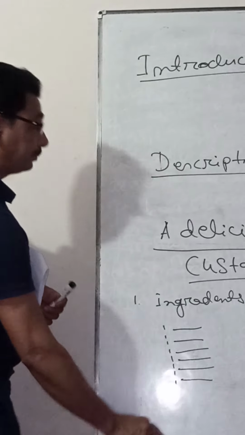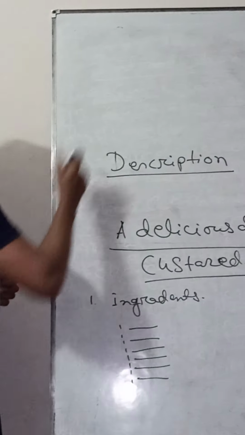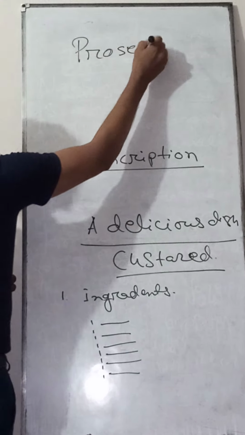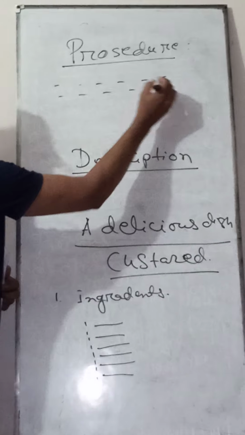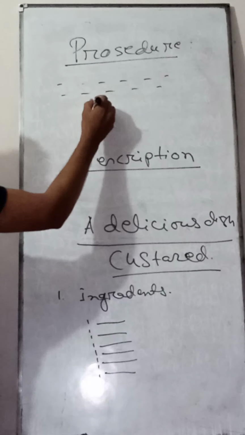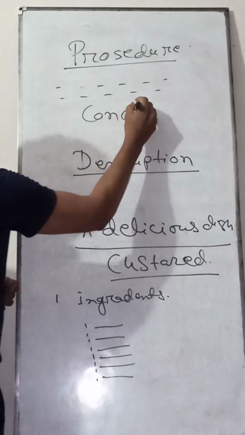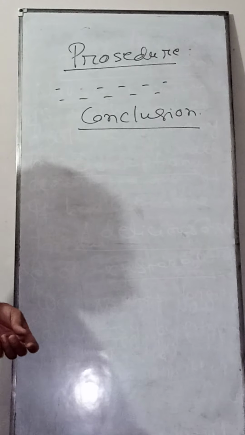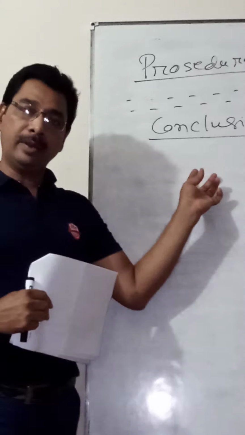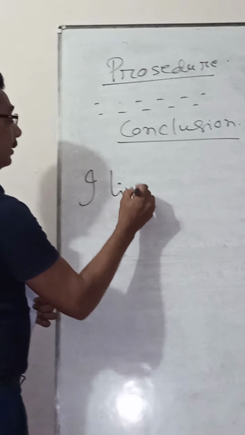Then you will write the procedure, the procedure of making custard, and how you will write the procedure. Then finally you have to write the conclusion. And again you will get another question, and you will complete it by touching these kinds of points. Finally there is another question: why do you like these foods? Why do you like custards? You like custards because I like custard.